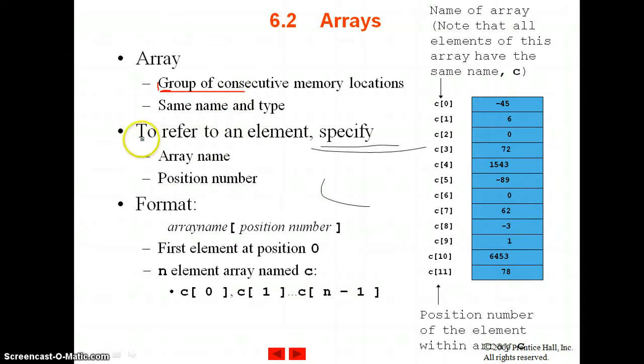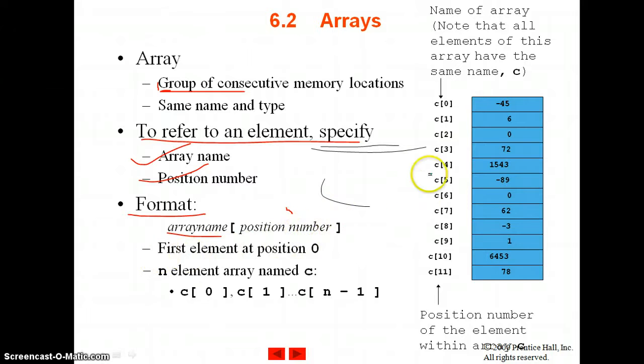So to refer to an array element, we specify array name and position number of array, and this position number in array is termed as a subscript or index of array. So we have the format of array name, and in a square bracket we write a position number which is termed as the index of array. All the elements stored in array are accessed using this index or position number.